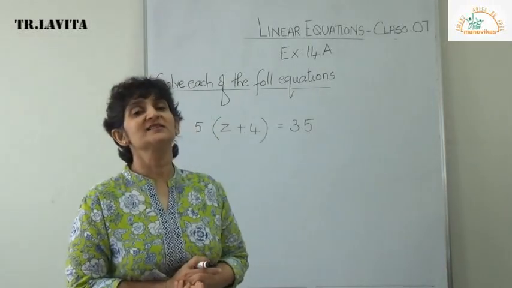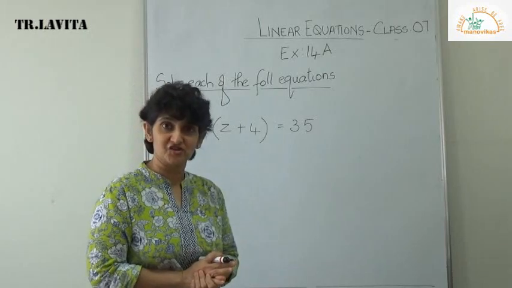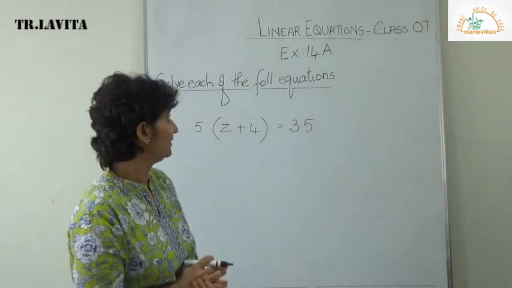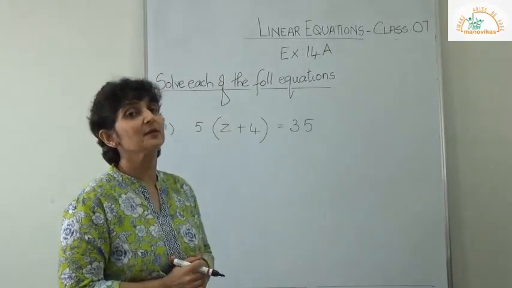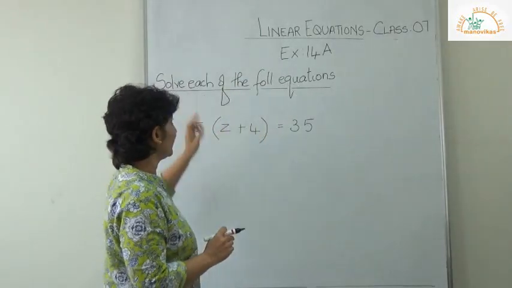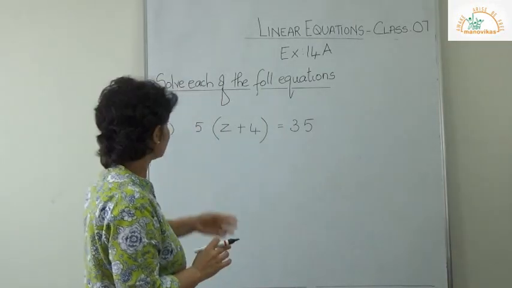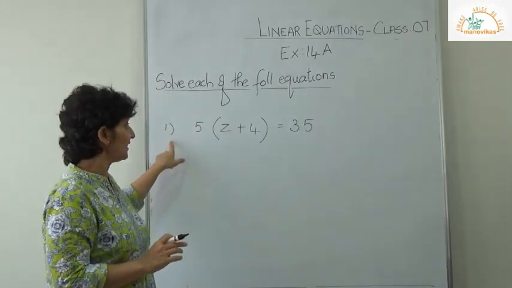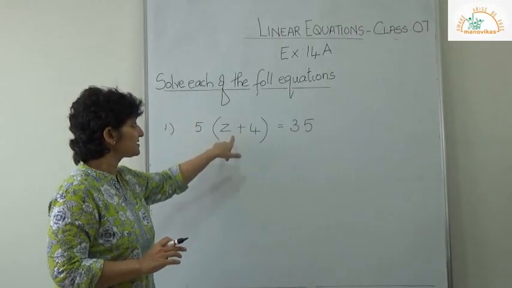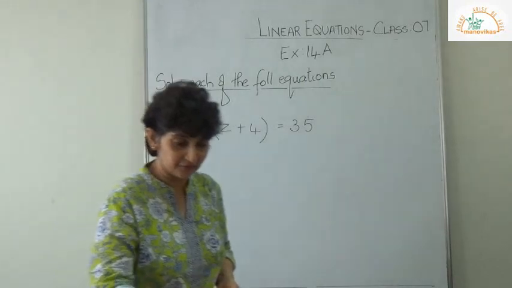Welcome back. Let's begin with a new chapter, linear equations for class 7. I will straight away begin with exercise 14a. Alright, solve each of the following equations. Now, your first question is 5 into (z plus 4) is equal to 35.